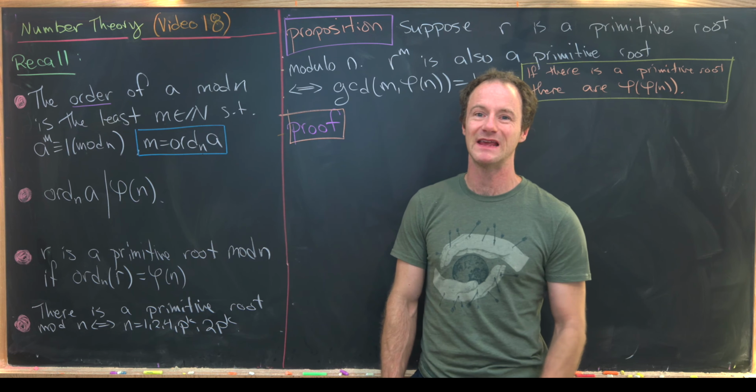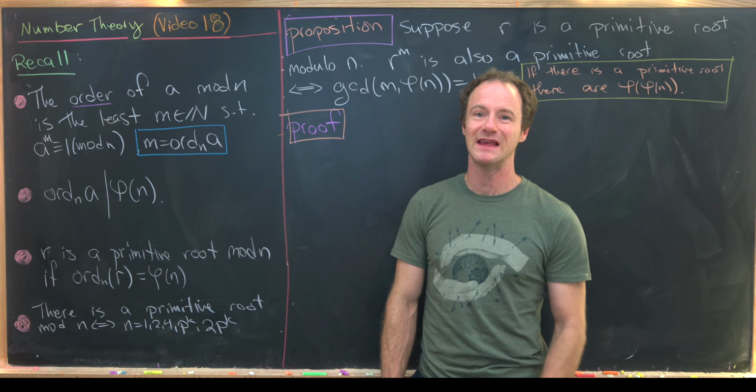Okay, so now we're going to prove the following proposition, which answers the question, if we've got a primitive root, how many primitive roots do we have? Is there some sort of formula for the number of primitive roots, or is it random? Well, it turns out that there's a nice formula.